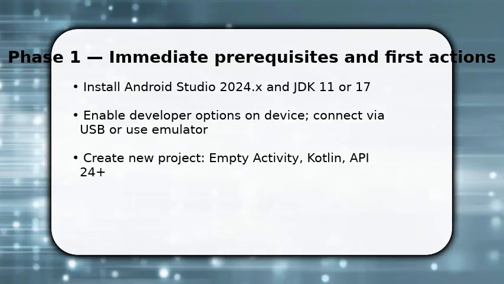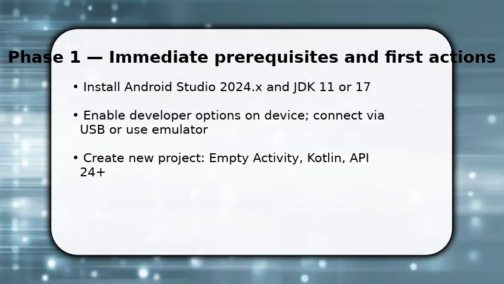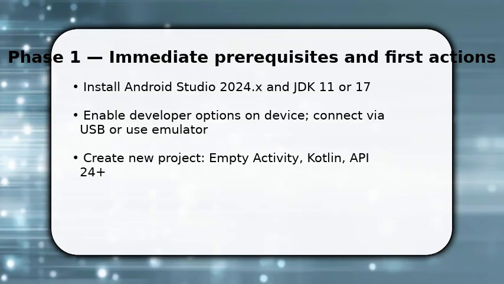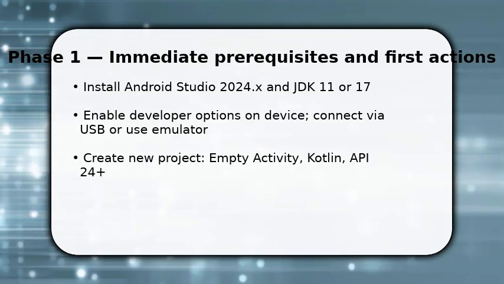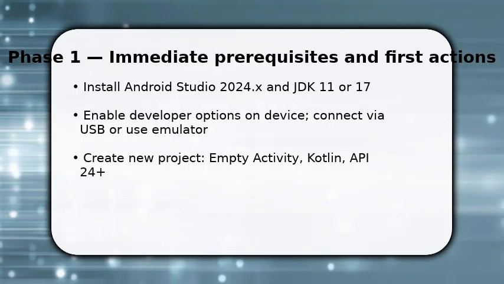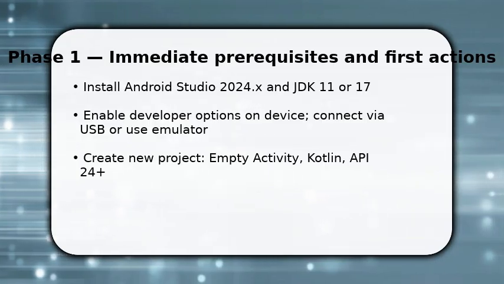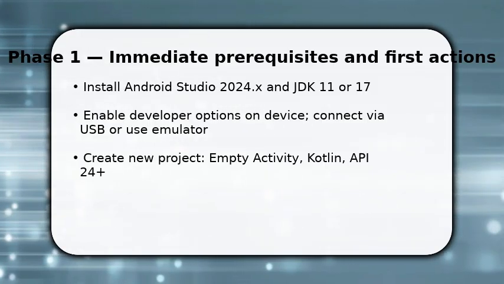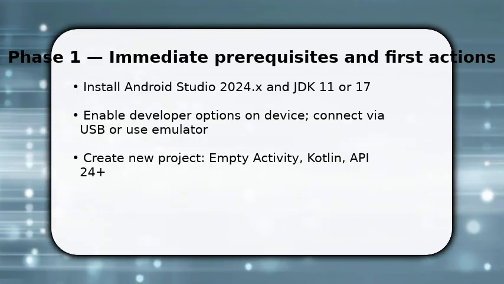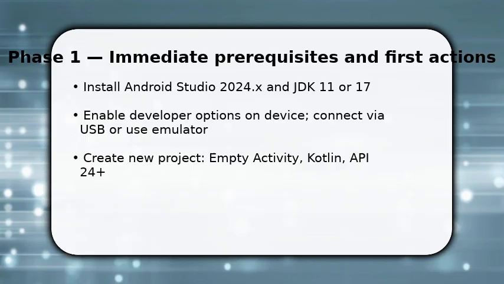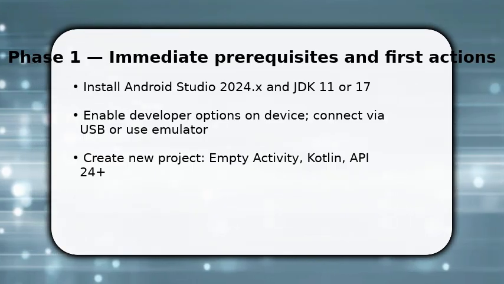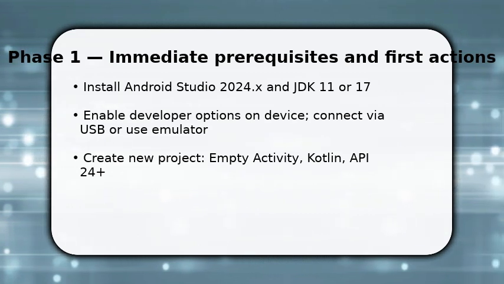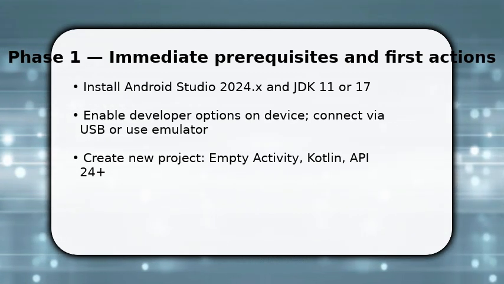You start now by confirming prerequisites, Android Studio and a compatible JDK. Open Studio, click New Project, choose Empty Activity and Kotlin, and pick API 24 or higher. Once done, sync Gradle immediately so dependencies download. Make sure the emulator image matches your API. Alternatively, enable USB debugging on your physical device and authorize the computer. This gets your workspace and build system ready, so you can write code, run builds, and iterate without delay.